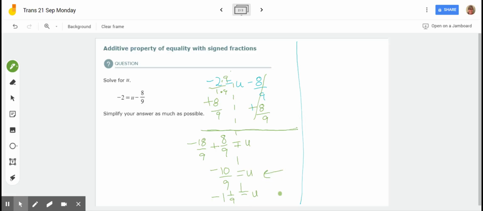This is algebra. This is pre-algebra. So I'm not sure. Okay, what's going on? By the way, not by the way, but here's the second way. -2 is equal to u minus 8/9.